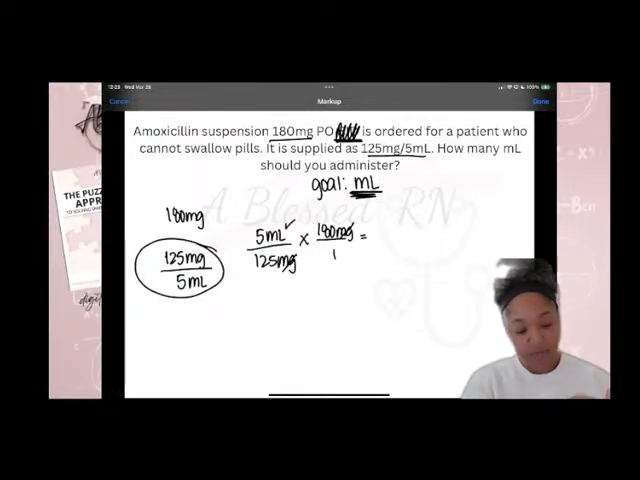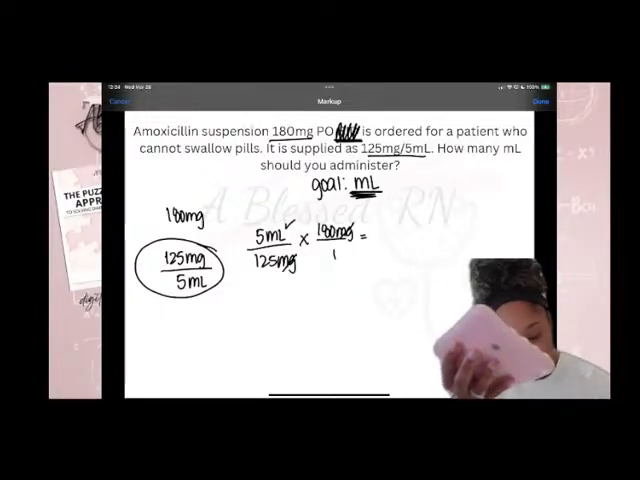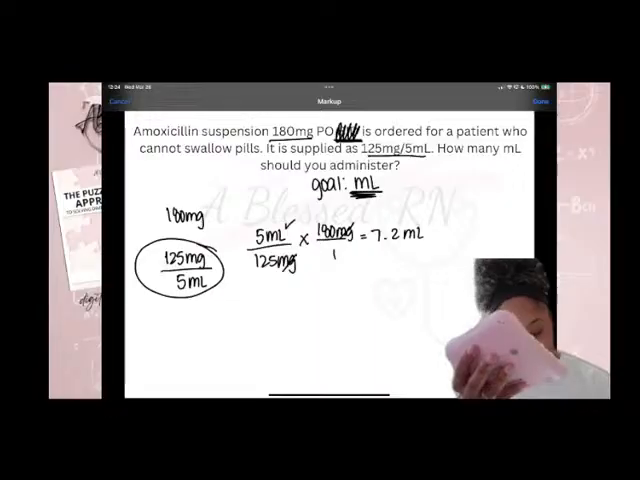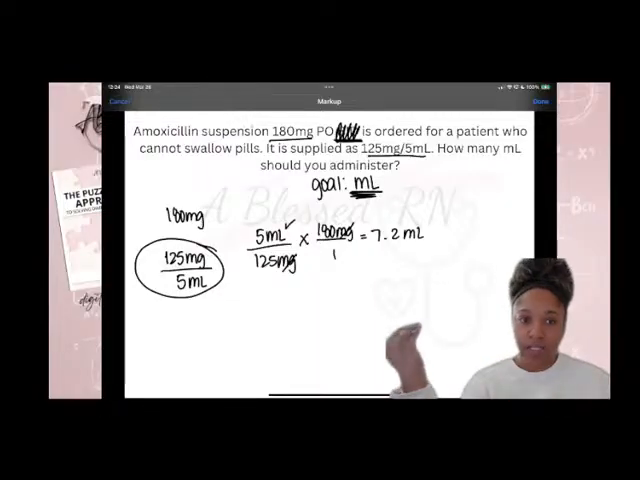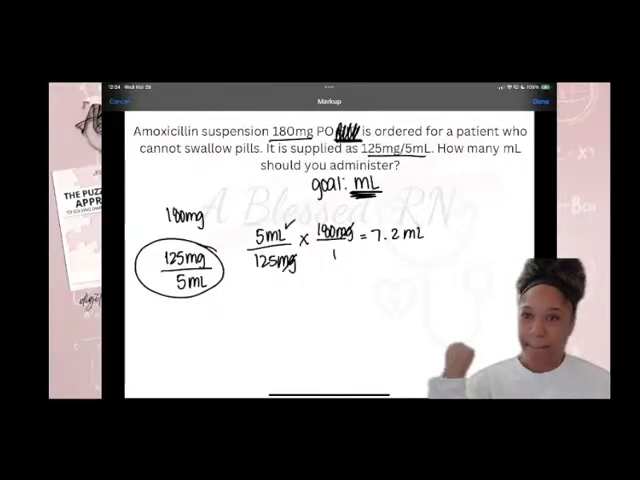So we'll do 5 times 180 divided by 125, which is going to be 7.2 milliliters. So you multiply across the top, multiply across the bottom, divide the top by the bottom. Okay? Easy enough?